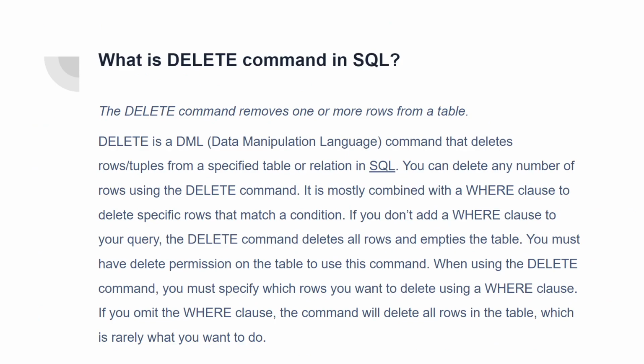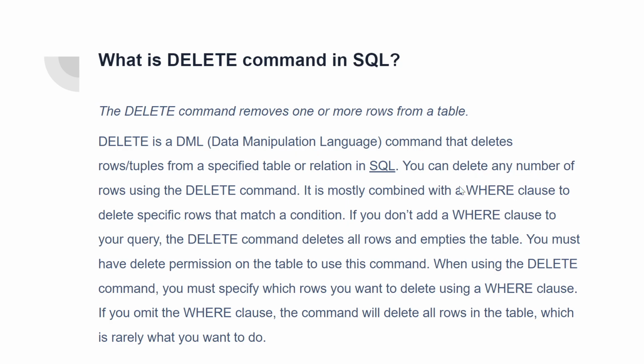What is the delete command? The delete command removes one or more rows from the table. This command is a DML command, data manipulation language command, that deletes the rows and tuples from the specified table or relation in SQL. So rows, which we also call tuples, are deleted from the table. That is the basic definition.